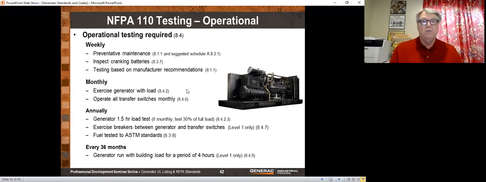You can just scan through there. It's important. The owner generally does the weekly and the monthly tests, and the annual tests may be done by a sophisticated owner, but more often are done by a generator service company. And all people who sell generators generally have a service arm.